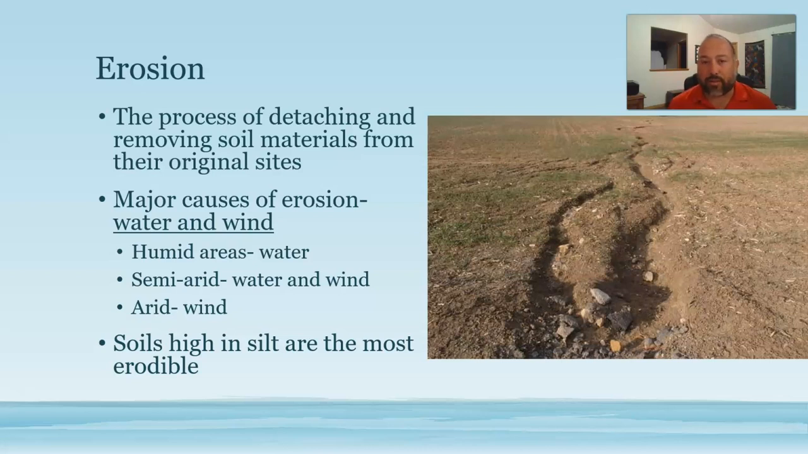So you've got two major causes of soil erosion. You have wind and water. Water is what we're going to focus on a little bit more today. In humid areas, water is definitely going to be your major cause of erosion. In semi-arid areas, it's going to be water and wind. And then in arid areas, because the big thing that makes them arid areas is a lack of moisture, it's going to be wind instead of water.